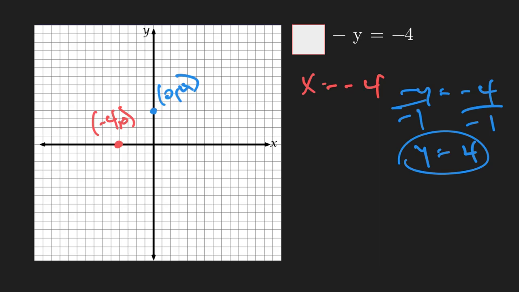0, 4. How do we know the difference? I'm sorry. How do we know the difference in when to do this and when to do that?